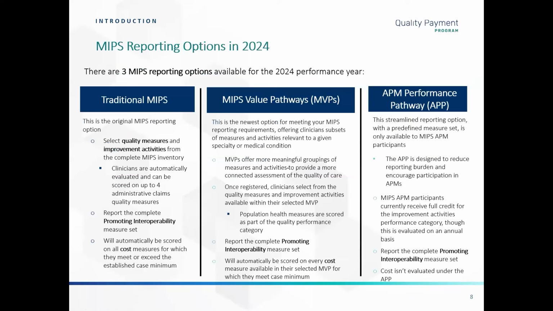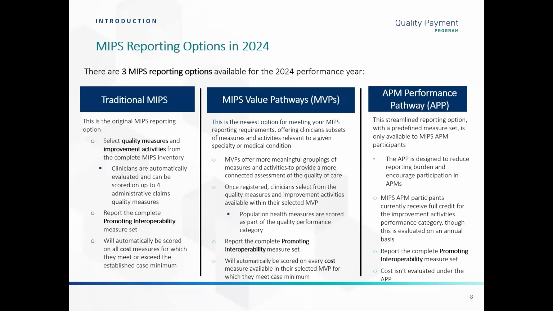So the next topic is reporting options for 2024. There are 3 reporting options. The first reporting option is traditional MIPS. The second option is MIPS Value Pathways, also known as MVP. The third reporting option is the APM Performance Pathway, also known as the APP.